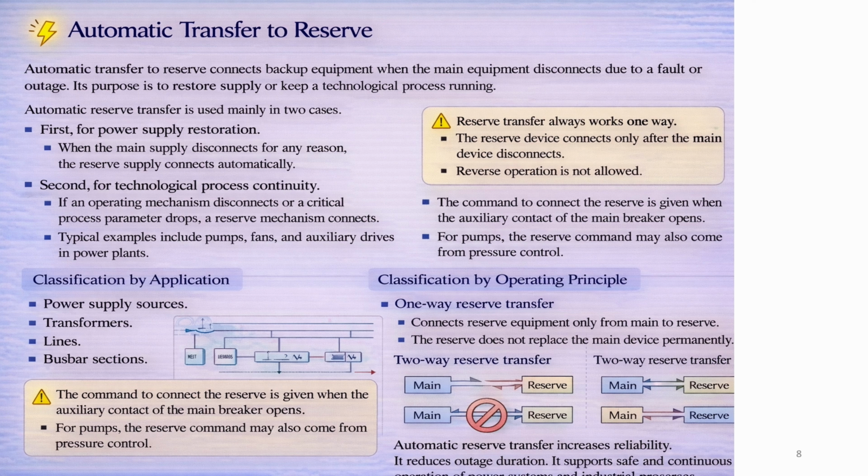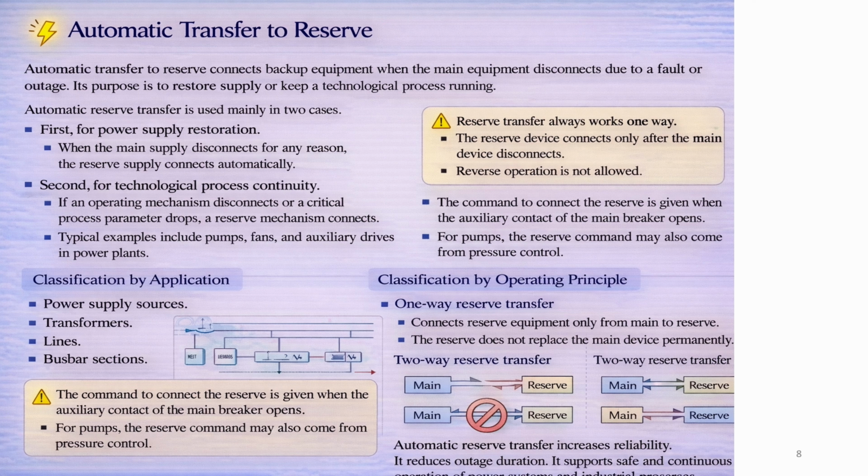One-way reserve transfer connects reserve equipment only from main to reserve. The reserve does not replace the main device permanently. This method is used when reserve equipment serves only as backup. Examples include temporary replacement during maintenance and backup operation during fault clearance. A typical one-way application is auxiliary power supply in power plants. Reserve feeders and reserve transformers form a separate supply branch.